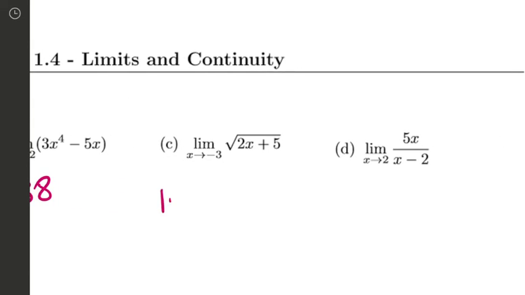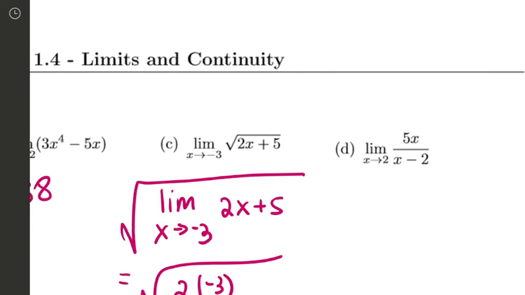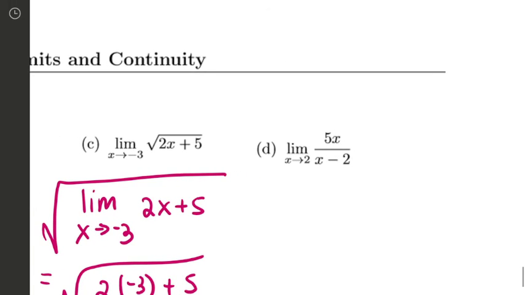Same idea. I could evaluate the limit of the radicand as x approaches -3. So of the inside, 2x plus 5, and then take the square root of everything, right? So the limit of the radicand here is -3. So 2 times -3 plus 5, and that's equal to -6 plus 5, which is -1, and we can't evaluate the square root of -1, so the limit does not exist.